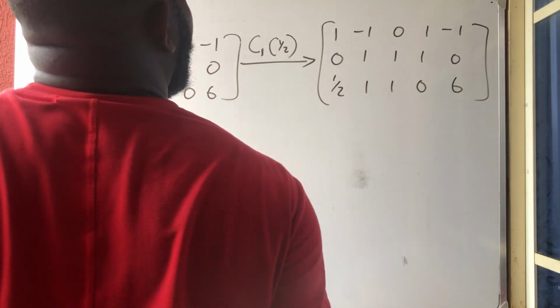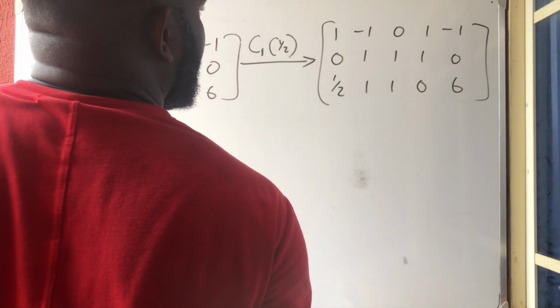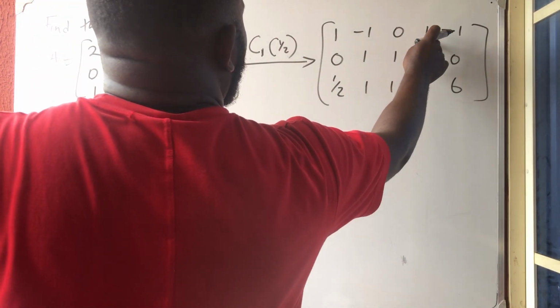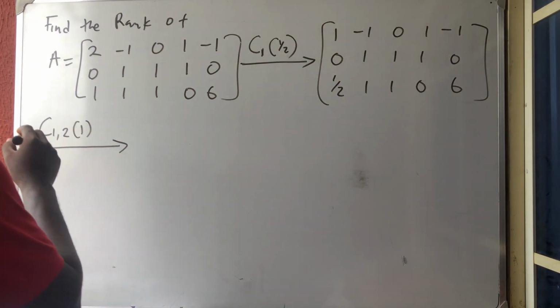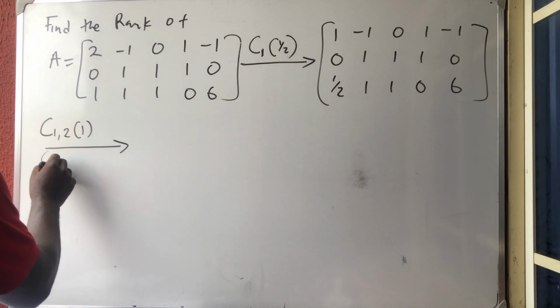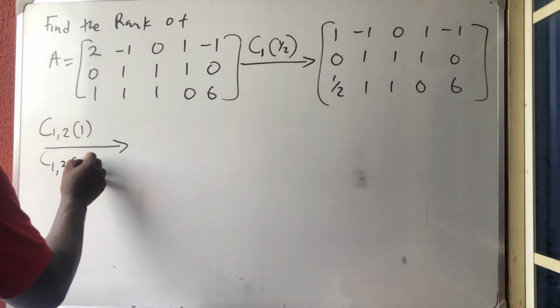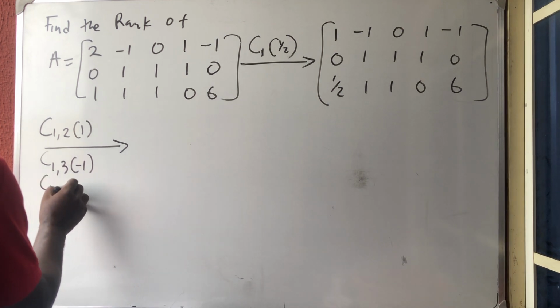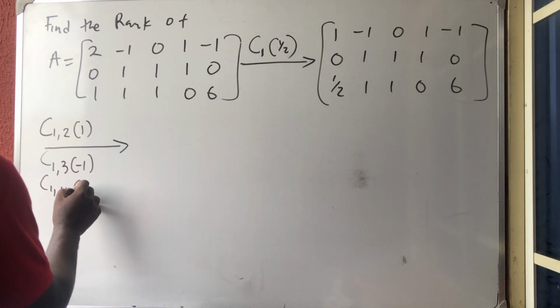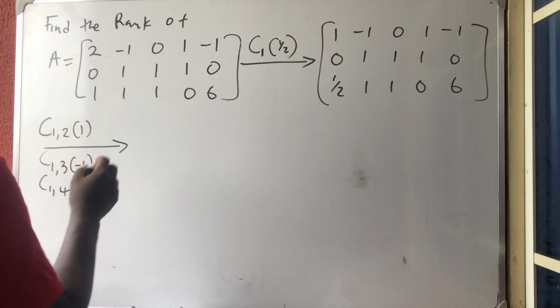So what do you do here? You leave that one the way it is, it's already 0. So what do you do here? Multiply column 1 by minus 1 and add it to column 3. Then finally, multiply column 1 by 1 and add it to column 4. So let us do that.